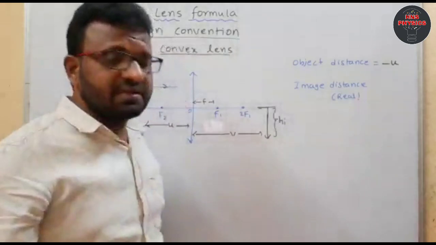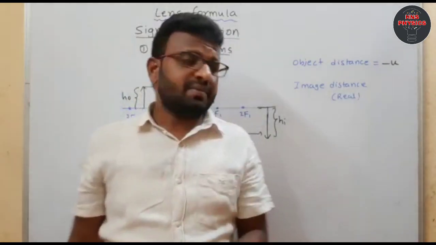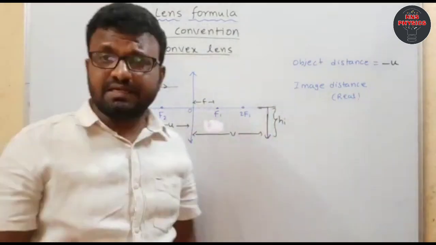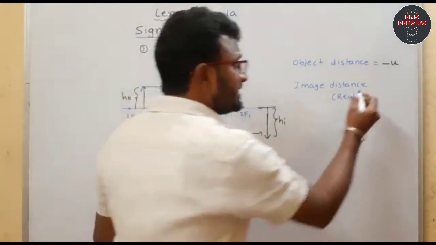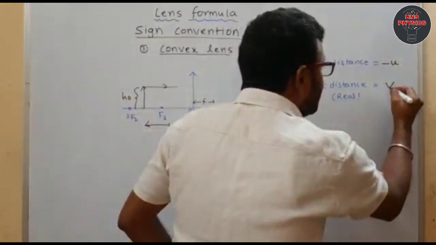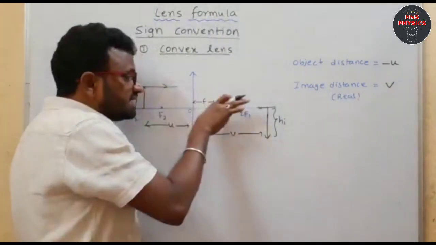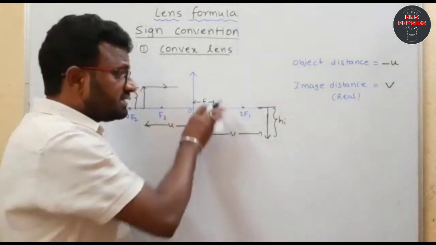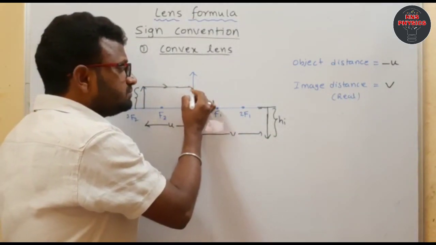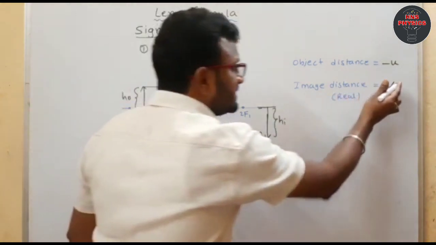Real image means that the image is inverted, so that image is formed below the principal axis. That image we can capture on a screen. Here the image distance we can take as positive, because we are measuring the image distance in the direction of the incident ray. So the image distance is positive.